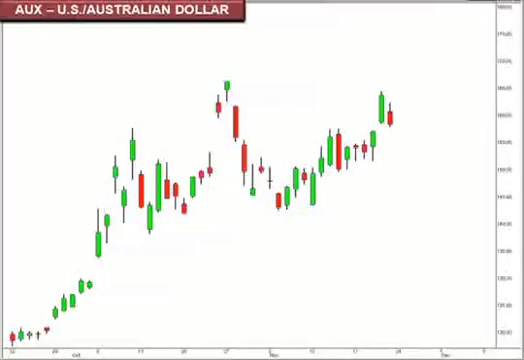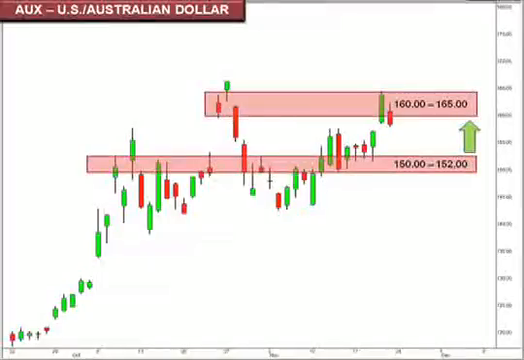And finally, let's take a look at the AUX. Last week, it appeared as though the US dollar was seeking some support at the 150 to 152 level. And while we had been watching for the potential confirmation of a head and shoulders topping pattern, we suggested that if the pair value could hold here, a retest of the 160 to 165 focal zone was a high probability.